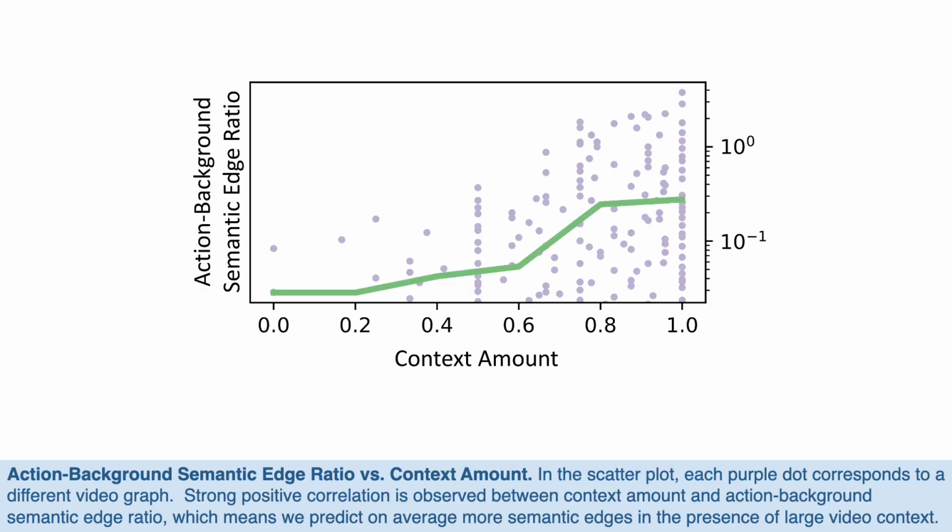Action-background semantic edge ratio versus context amount. In the scatter plot, each purple dot corresponds to a different video graph. A strong positive correlation is observed between context amount and action-background semantic edge ratio, which means we predict on average more semantic edges in the presence of large video context.